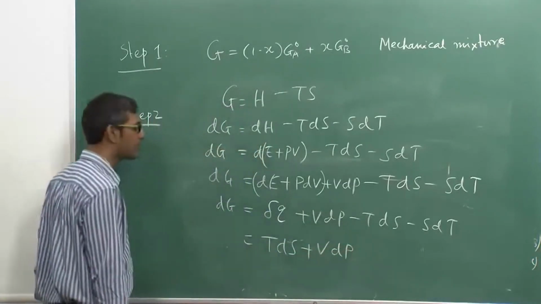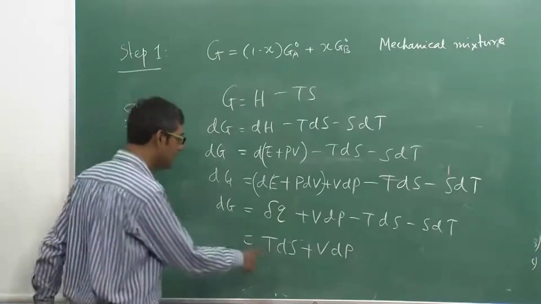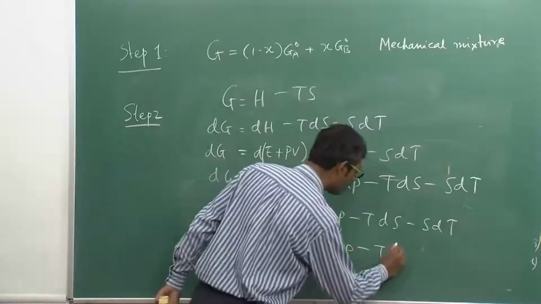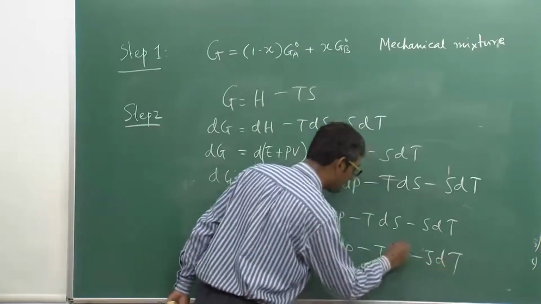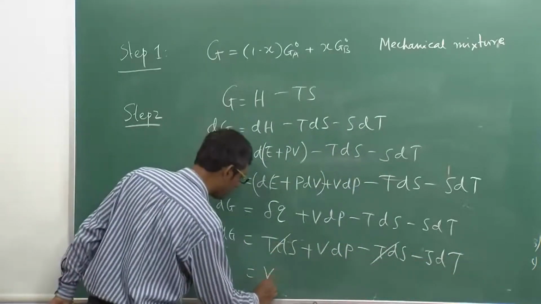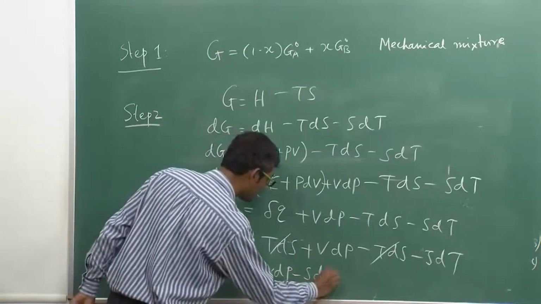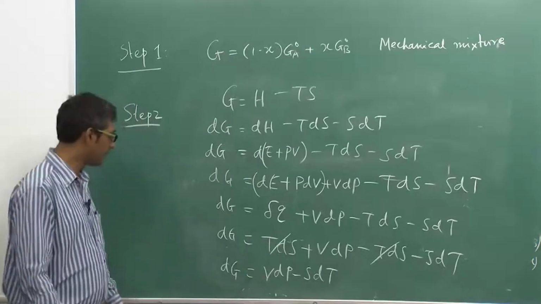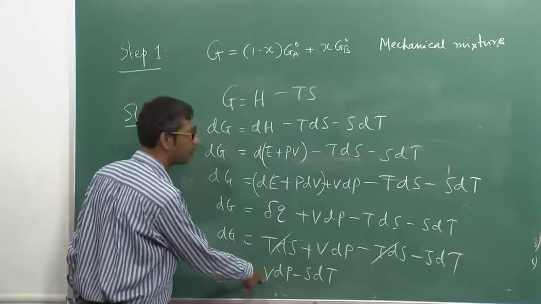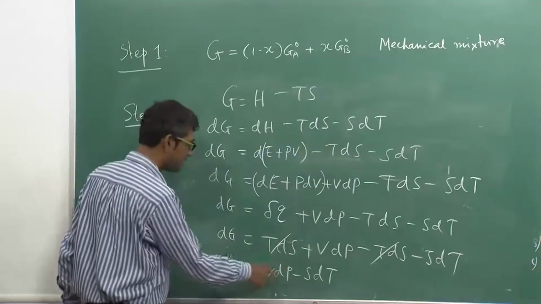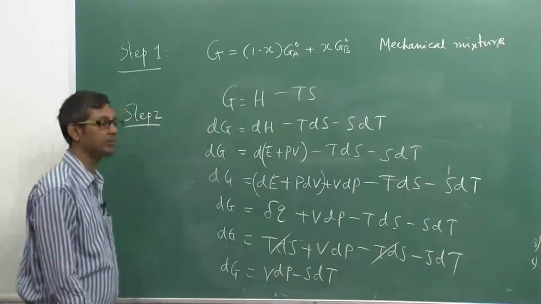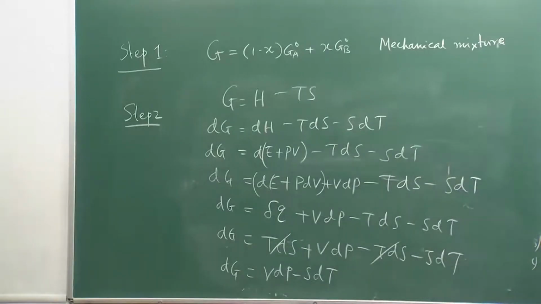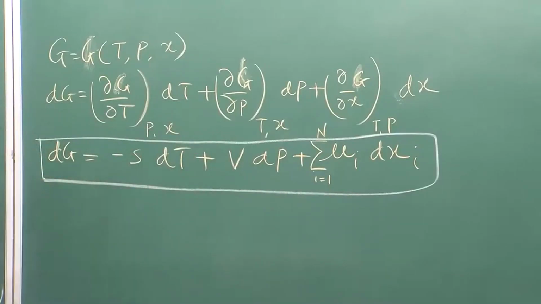Why is it so? Because the second law of thermodynamics gives the definition of entropy, and dS is nothing but δQ divided by T. So if you do that carefully, TdS gets cancelled, and therefore you get VdP minus SdT. If I take a simple differential, ∂G/∂P is equal to volume, and ∂G/∂T is equal to minus entropy. So, that is what we use. Therefore, for a solid solution or a liquid solution, this is the fundamental equation of the free energy change.